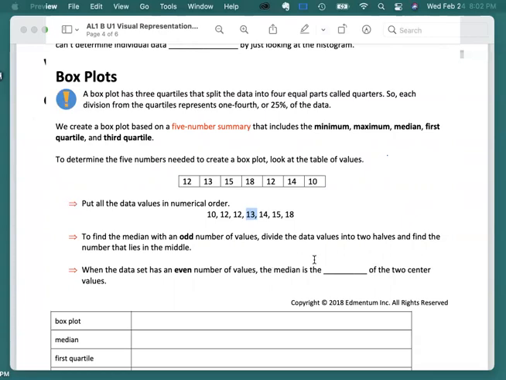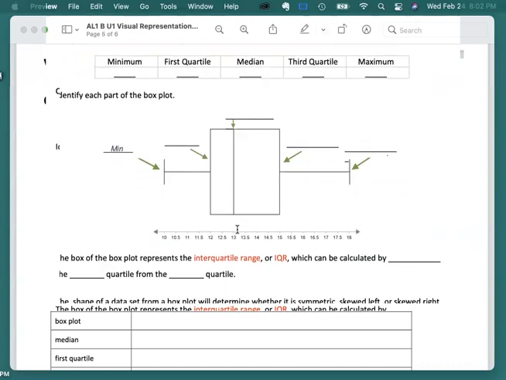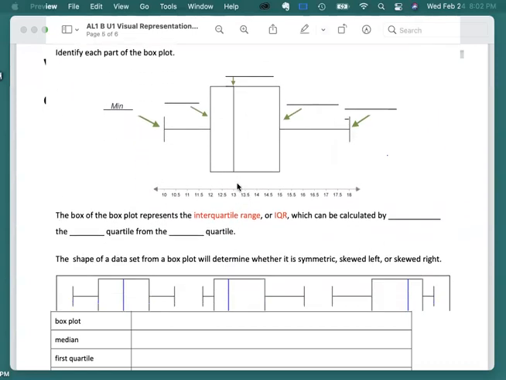So 13 is the number in the middle, and that's the median. 10 is the minimum, that's the smallest number. 18 is the maximum, that's the biggest number. And then to get quartile 1 and quartile 3, you get the number in the middle between 10 and 13, so that's 12, and the number in between 13 and 18 is 15. So those are our quartiles. And then you can make a box and whisker plot, okay?